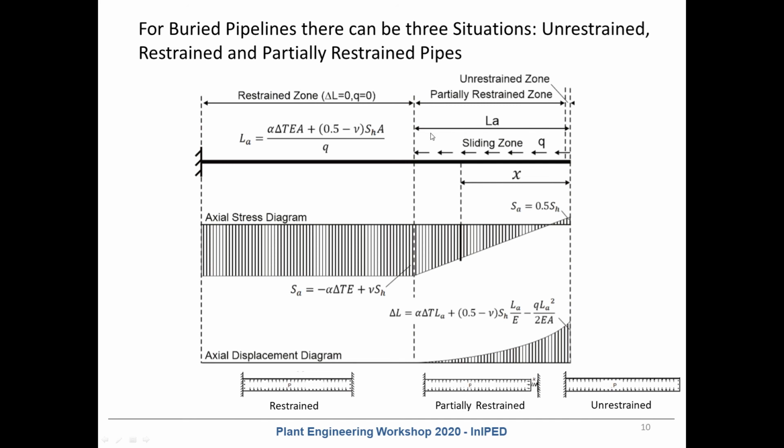This is the sliding zone. In this zone, the pipe moves along its axis and works like a pipe restrained between two anchors with a little flexibility on one end. This is a partially restrained pipe.